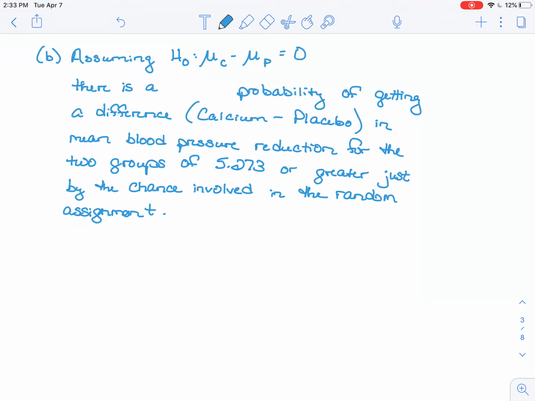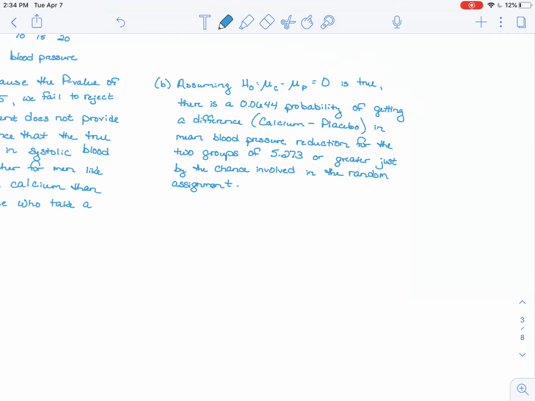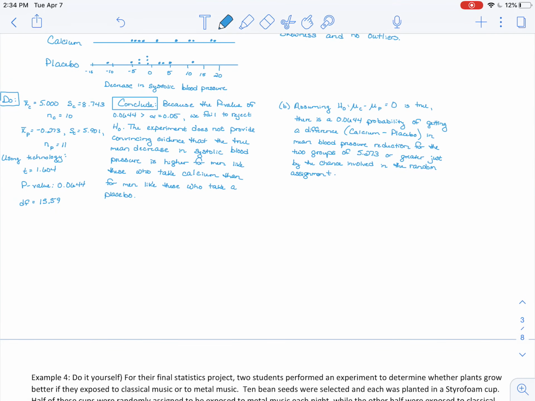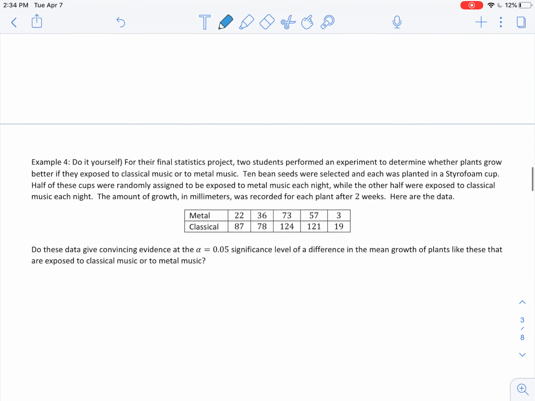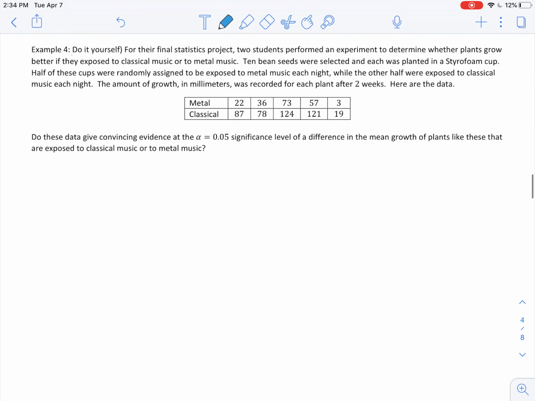Assuming that the null hypothesis is true, which we said was mu sub c minus mu sub p equals 0, then we have that p-value 0.0644 as a probability of getting the difference that we got of this or something even larger just by random chance in the assignment of these two groups. So it happens, and because it's not statistically unusual enough when it happens, then we're just thinking that we have to stick with our null hypothesis.